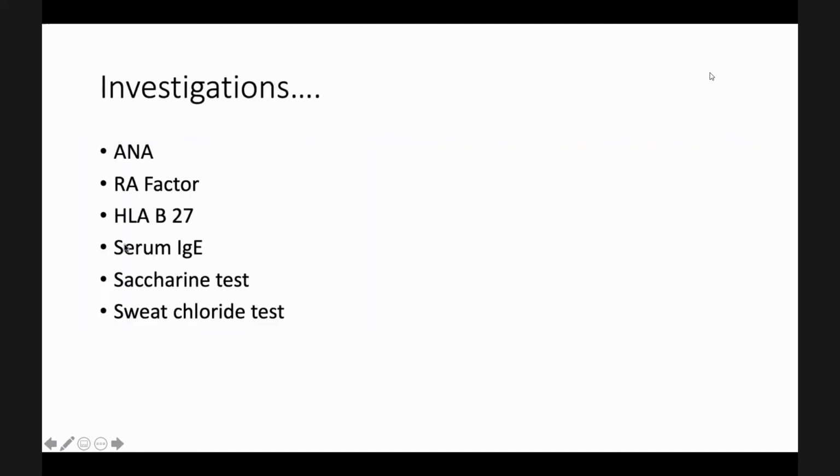To complete the list, we can do ANA for SLE, RF for rheumatoid arthritis, HLA-B27 for ankylosing spondylitis, serum IgE level for ABPA, or Aspergillus-specific allergy tests, a saccharin test, and a sweat chloride test for cystic fibrosis, to complete the list of investigations.